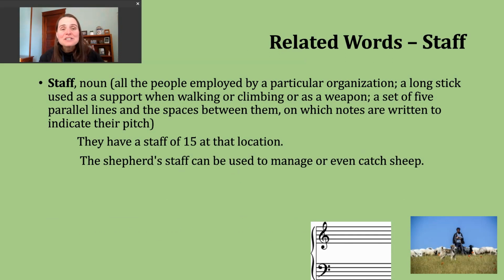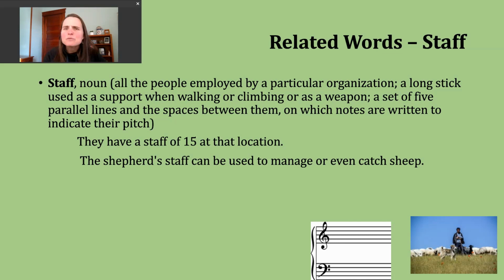Now, though, let's move on and talk about some words that are related to our verb staff. Of course, the first thing we're going to talk about today is the noun form of this word. The noun staff can have a number of different meanings. We're just going to talk about 3 today. The first way you'll hear staff used is to refer to all the people who are employed by a particular organization. An example of this might be they have a staff of 15 at that location. So just another way of saying they have 15 employees at that organization.